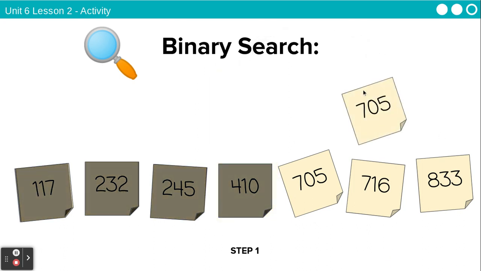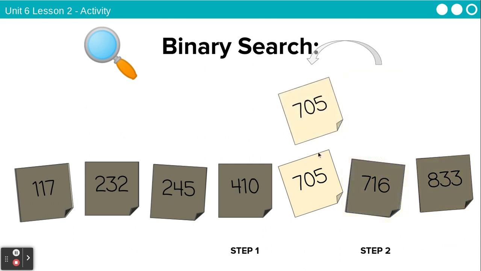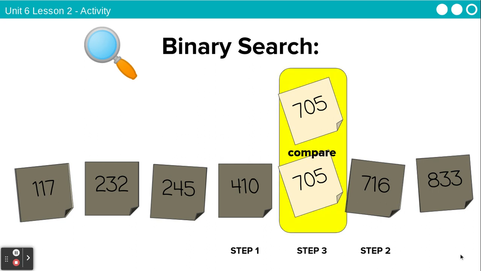Now we're just focusing on these 3. So again, I compare it to the middle number. Step 2 is comparing it to the middle number. Since it is less than 716, I'm going to throw out everything from here to the right, anything larger. And then I'll compare it to what's left, which would be our step 3. And we've found our number. With 7 numbers, that only took us 3 steps, where if you had to look at every single one, it would take you 7 steps.